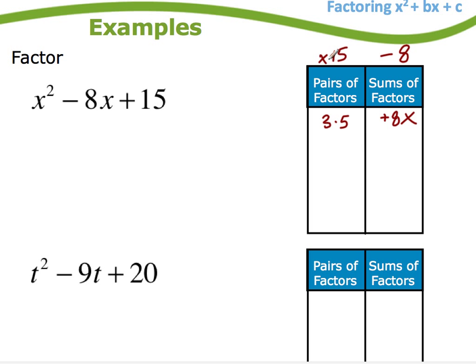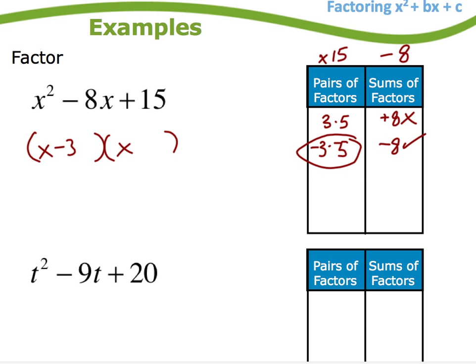So how am I going to get a negative? Oh, how about if I take minus 3 times a minus 5? If I multiply both those, that does give me a positive 15. And if I add those, it gives me a negative 8. So those would be the numbers that I want to use in my factors. So this would be x minus 3 and x minus 5. Well, this is working not too bad. Maybe try this one and pause and then come back and see if you get it right.